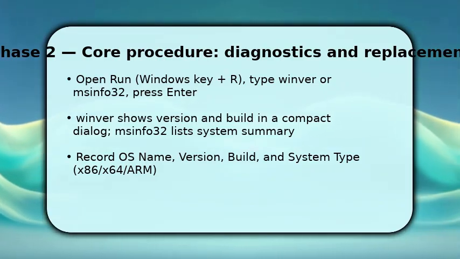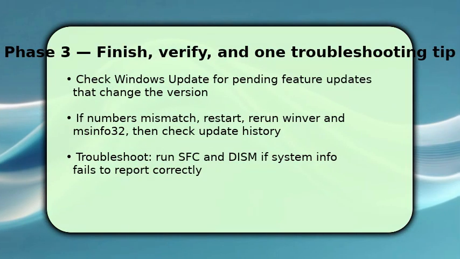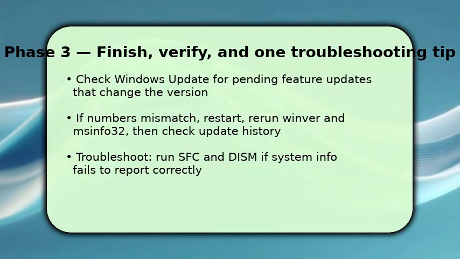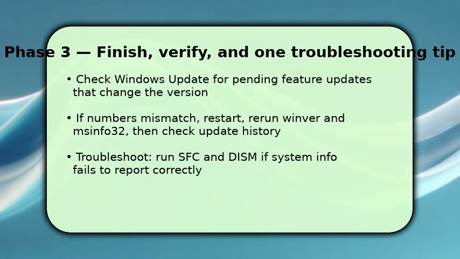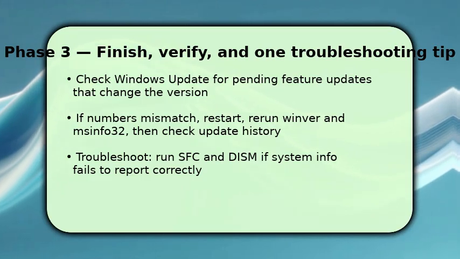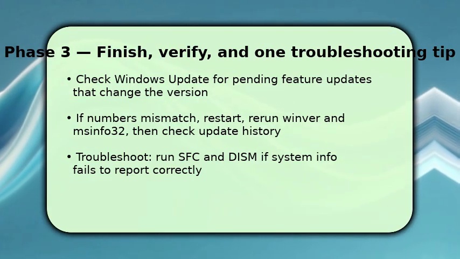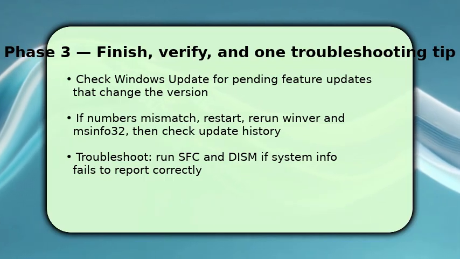Finish by verifying Windows Update. Feature updates change the major version, and you must install them before reporting. If Settings and winver disagree, reboot and recheck both tools, then inspect update history to see recent installs.